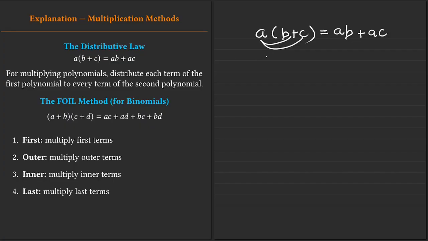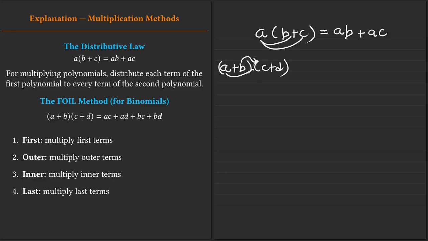The next one we'll be making use of is what we call the FOIL method. So if you have two binomials multiplying each other, so let's say we have a plus b, and then it is multiplying, let's say, c plus d. So we could actually even use our distributive law here. So for the distributive law, it says share. This first term should be shared with what? This whole bracket.